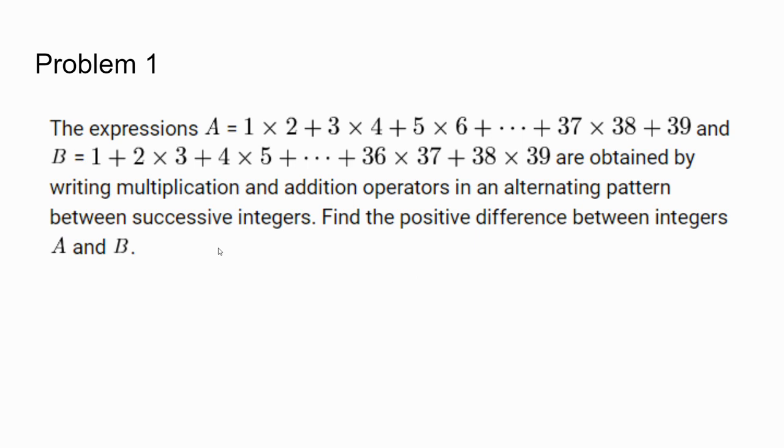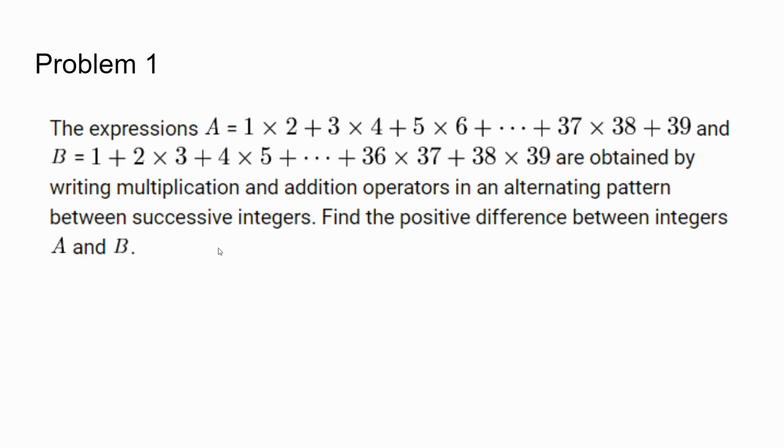Alright, so problem 1. We have two expressions, A equals a lot of multiplication and addition, and B equals a lot of multiplication and addition. And we want to find the positive difference between these two integers.